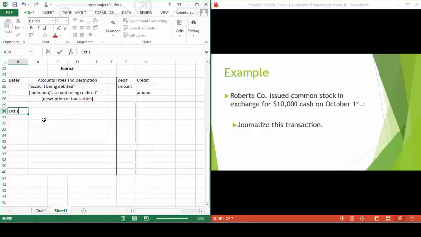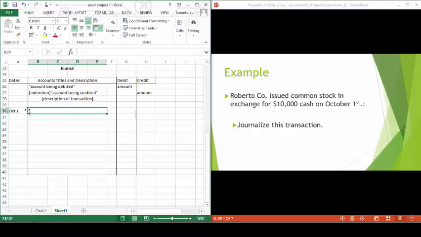As noted in the previous lesson, it is known that common stock is a stockholders' equity account and cash is an asset. In this case, common stock is increasing, being that it is to be credited. And cash is also increasing, being that it is to be debited.